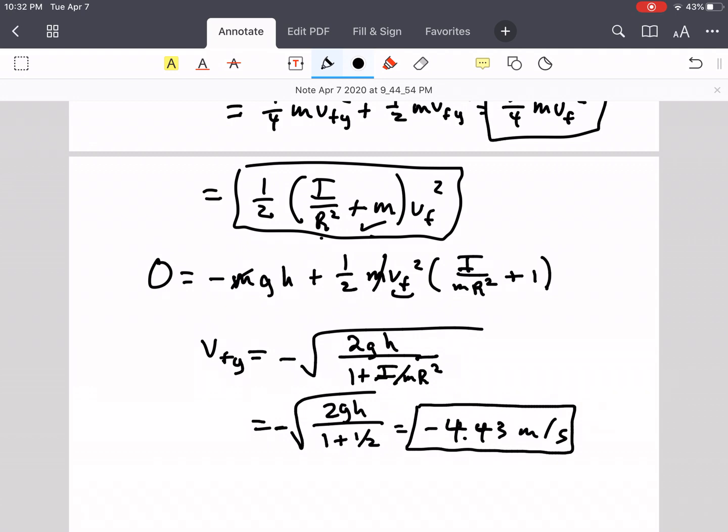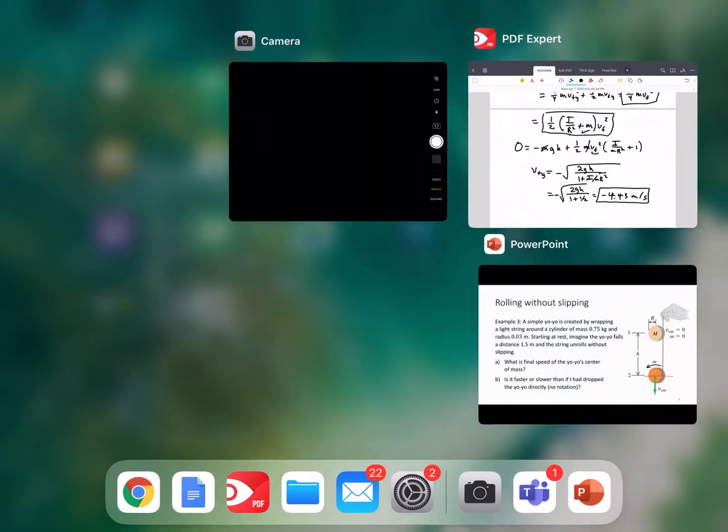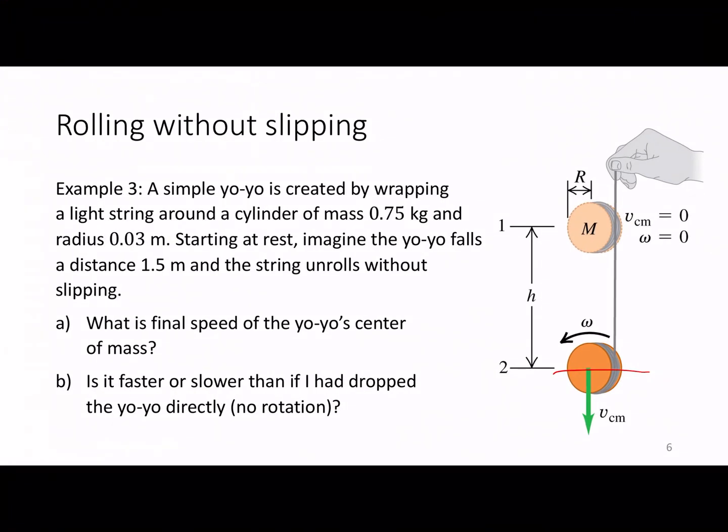Now notice, part B, is this greater than or less than the speed if I had just dropped the yo-yo directly? So you kind of know this answer intuitively, right? If I let go of a yo-yo, it takes a little longer to unwind than it would if I just dropped it. That means it's going a lot slower than if I had just dropped it.